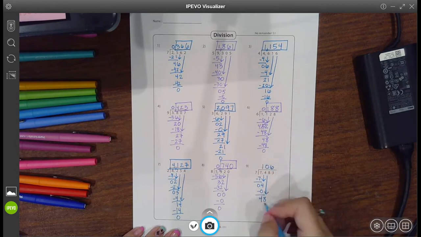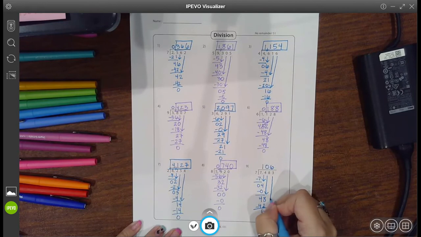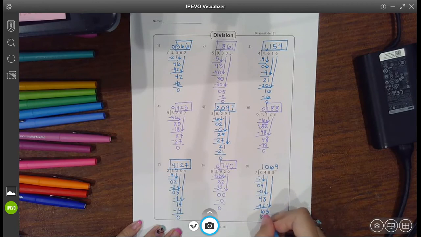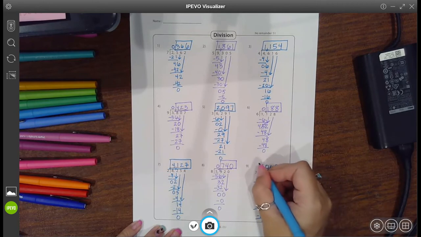6, because 7 times 7 would be too big. So that's 42. Subtract that, you get 6. Bring down the 3. And 7 goes into 63 9 times. You get a remainder of 0. So there we go. It goes in 1,069 times.